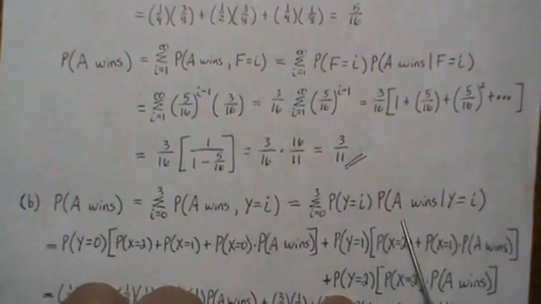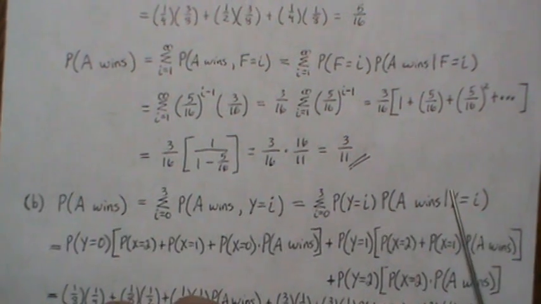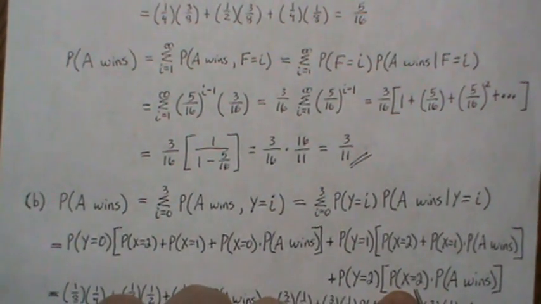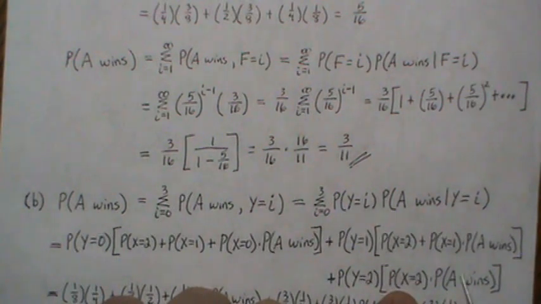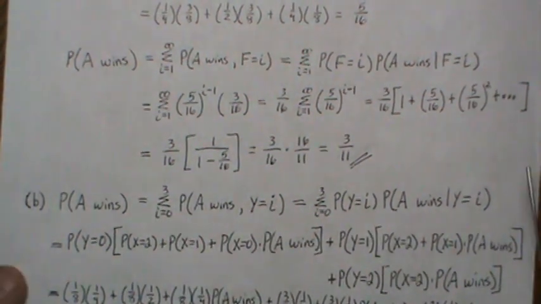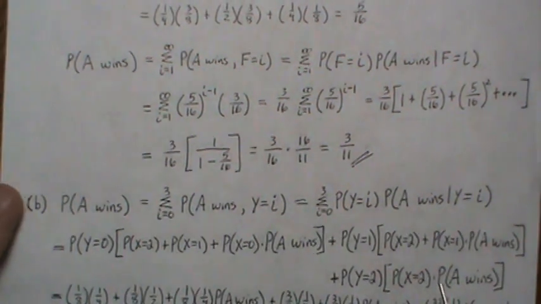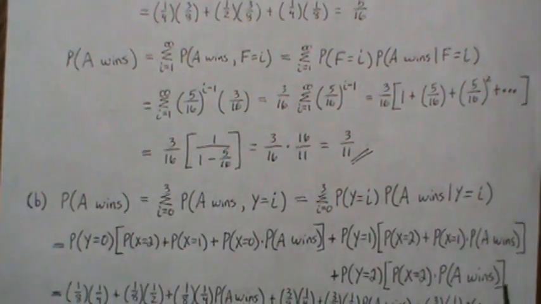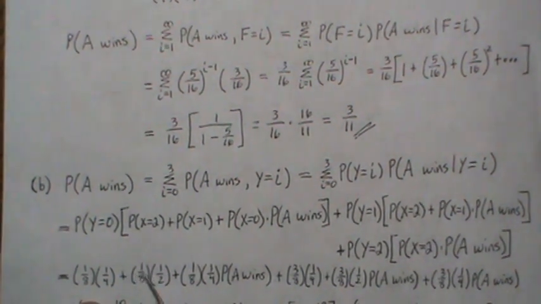And then Y equals 2. Then the probability that A wins is that he rolls a 2, and then it's reset, so it's times the probability, whatever that is, that he wins. And then when Y is 3, there's no way that A can win, so that's 0. So I just leave it out. And now here, we start filling in the gap.